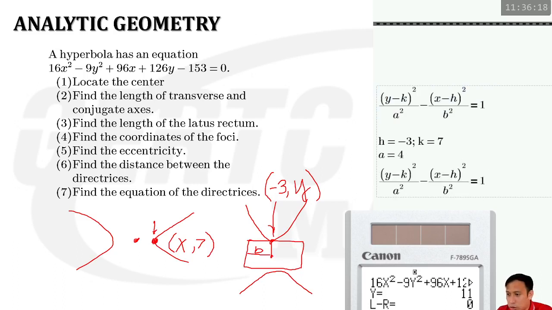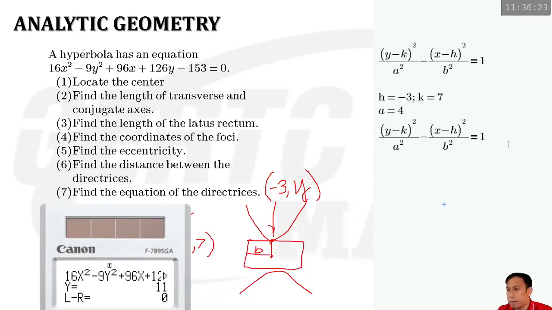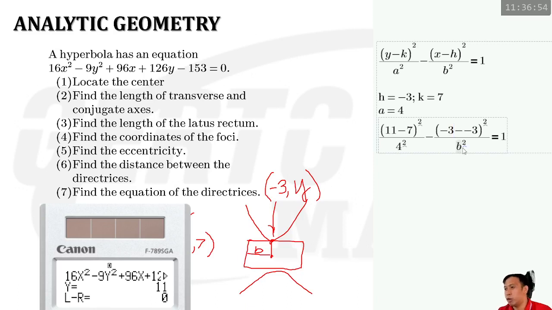With this, we will just substitute. K is equal to 7, then h is negative 3. A is 4, B is unknown. Now, here, we just substitute the point that we got, 11 and negative 3. This is the shortcut. Solve for B.